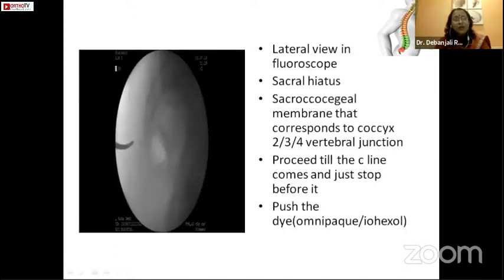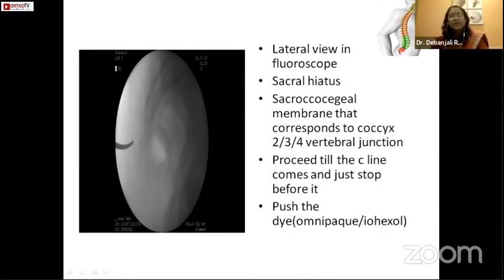So, in case of caudal epidural, patient prone, pillow under the abdomen to remove the exaggerated lumbar lordosis. Fluoroscope should be in the lateral view from the very first. Epi view we will see later. So we will first try to identify the sacral hiatus, because our target is the sacrococcygeal membrane that corresponds to the S2, S3, S4 vertebral junction. It varies according to the body structure.